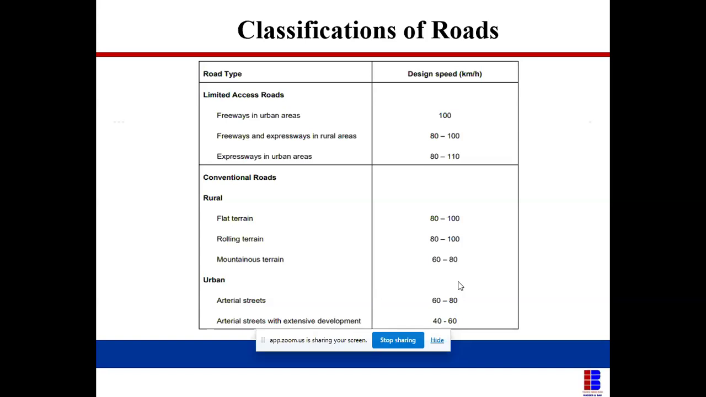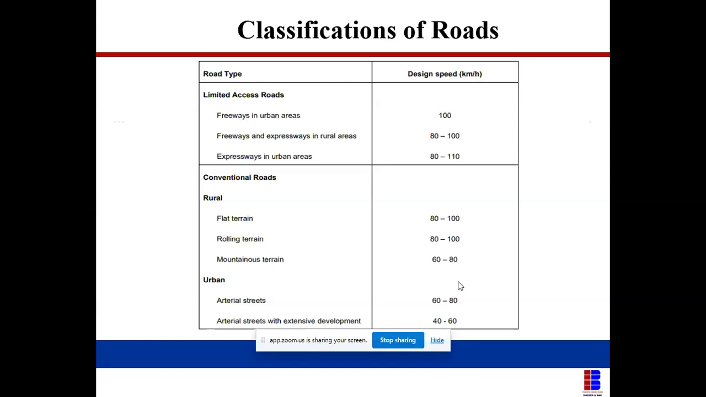Then for conventional road, like rural road, where we have flat terrain, you can use between 80 to 100 kilometers per hour. Rolling terrain, 80 to 100. Then in mountainous terrain, 60 to 80. And urban areas, where you have arterial streets, like the streets we're having, 60 to 80. Then arterial street with extensive development, where you have much built up area, design speed specified from the federal highway manual between 40 to 60 kilometers per hour. So if you are driving above this speed, it's not advisable.